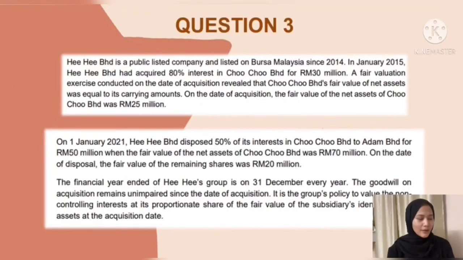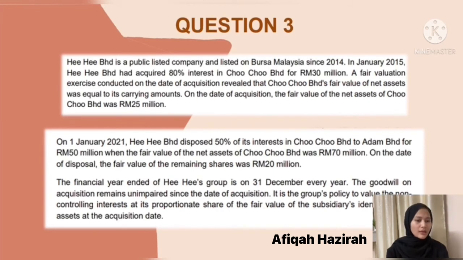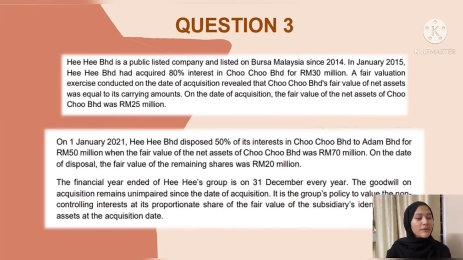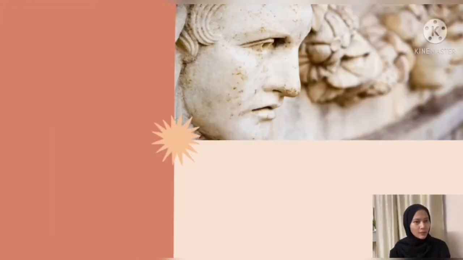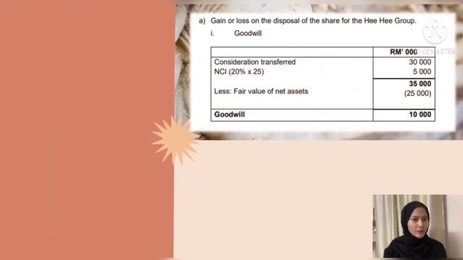So now I am going to discuss question 3. First, let's take a look at the question. Here in the question it is stated that Hihi Berhad acquired 80% interest in Kuku Berhad. Okay, and then it says that in January 2021, Hihi disposed 50% of its interest in Kuku. Okay, noted. Now we are going to find the amount of the goodwill in order to calculate the gain or loss on the disposal of the share for Hihi Group.